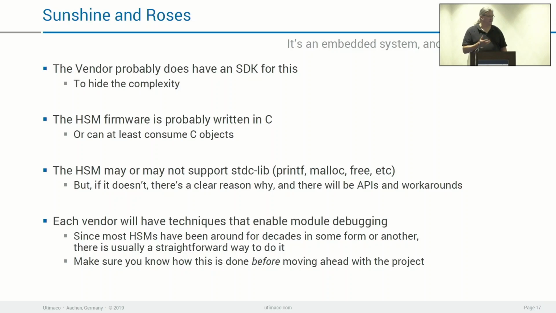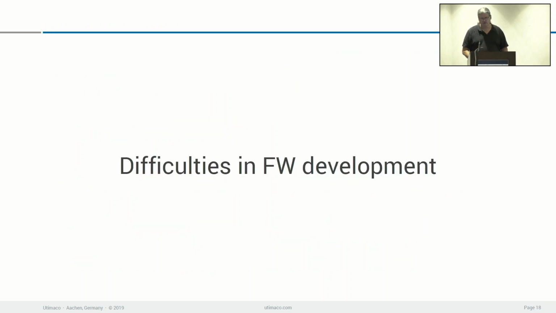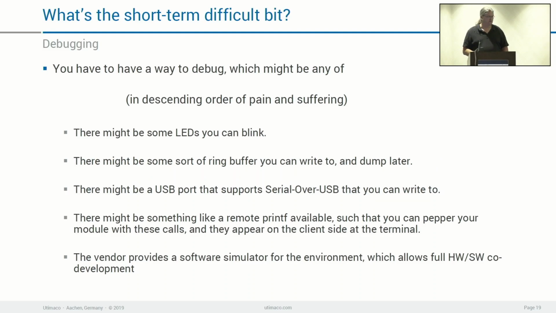So each vendor will have ways to enable debugging, so just make sure you ask the vendor how they do that. So what difficulties are there in the firmware development? You generally will have a way to debug. Maybe it's flashing LEDs. At the other end of the scope, the vendor may have a simulator that you can compile and run your code in. And you can do hardware, software code debugging with the actual HSM part taken by the simulator.